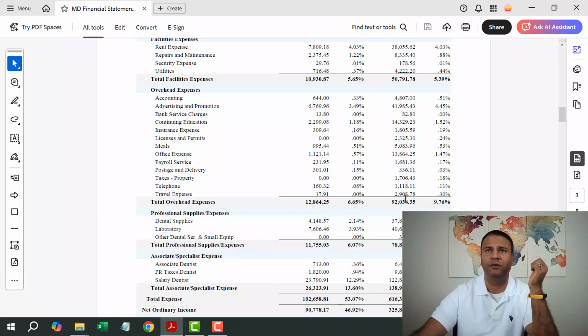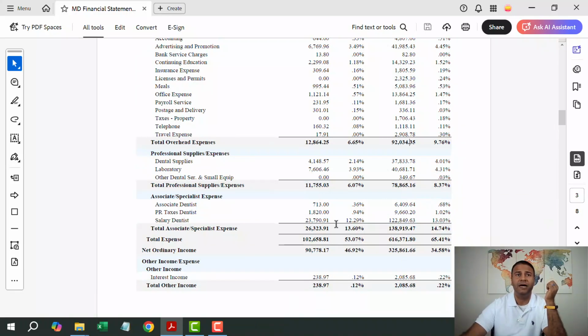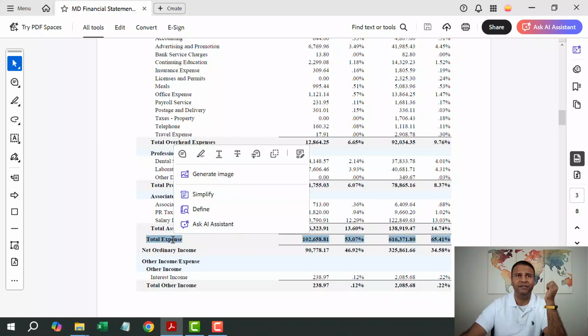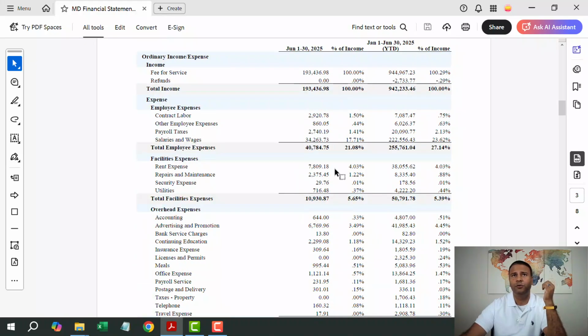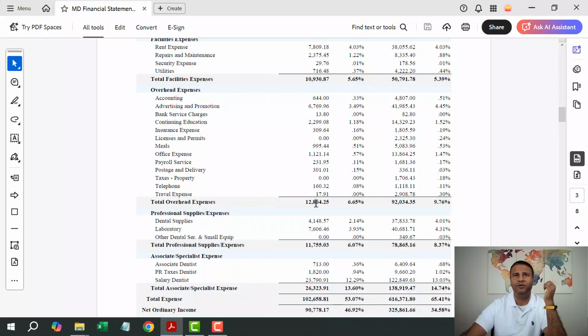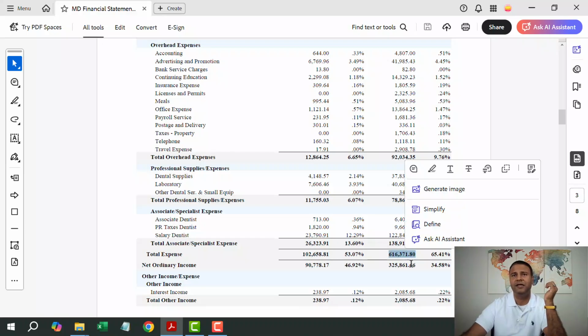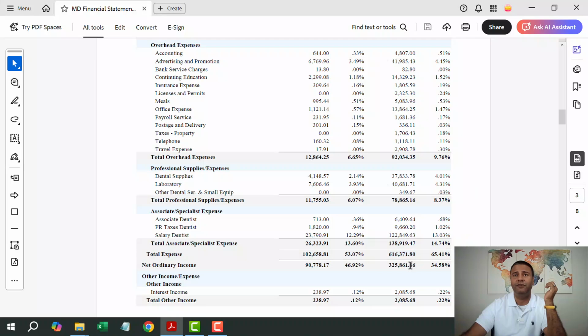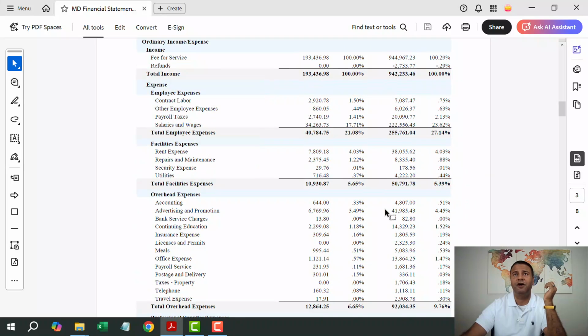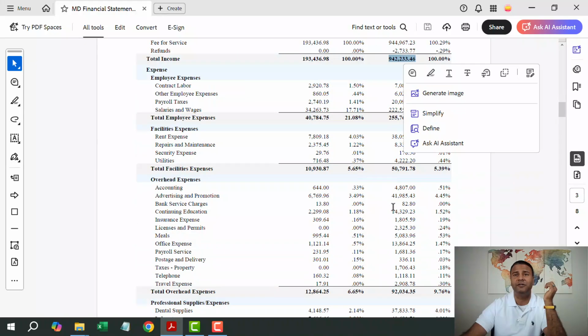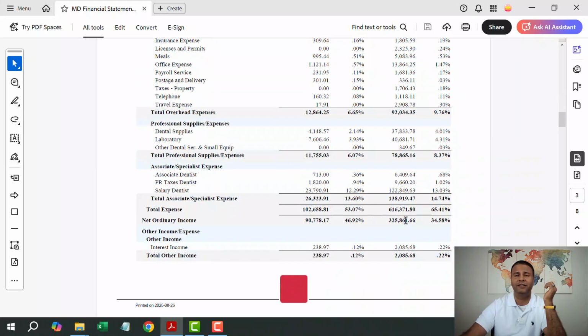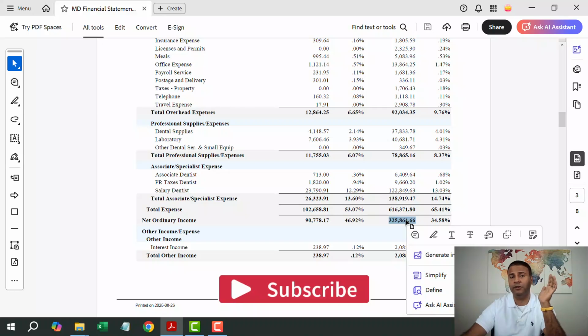So all of that stuff goes in here, okay? Here's a line for the total expenses. So if you look at all the groups and you total the totals of these groups, that will total to this total expense. So the total expenses this entity has had year to date is $616,000. If you subtract these expenses from the total income it's had, you will notice that the number is 325. So this is the net ordinary income of this dental practice.